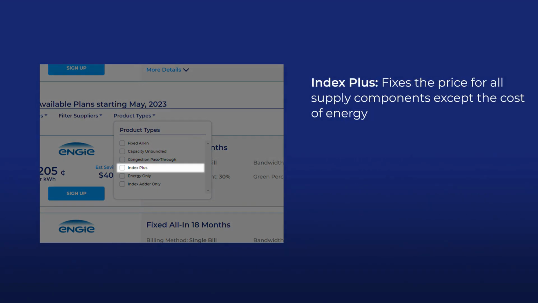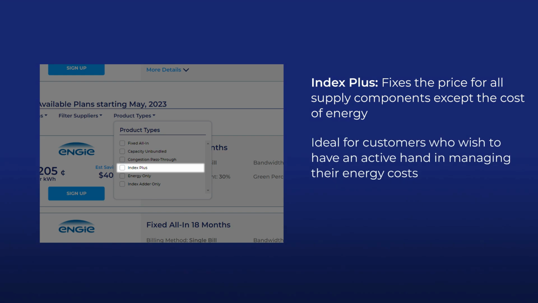Index Plus fixes the price for all supply components except the cost of energy. This includes transmission, capacity, line losses, and ancillaries. The cost of energy is passed through at the market rate and can be purchased and fixed in blocks when necessary. This product is only ideal for customers that wish to have an active hand in managing their energy costs on a daily basis and have a very high risk tolerance.